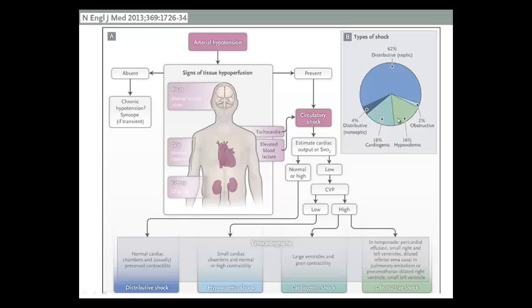Another interesting little picture here is the breakdown of shock, and obviously most of it is septic shock, not so much obstructive or the non-septic causes of distributive shock.